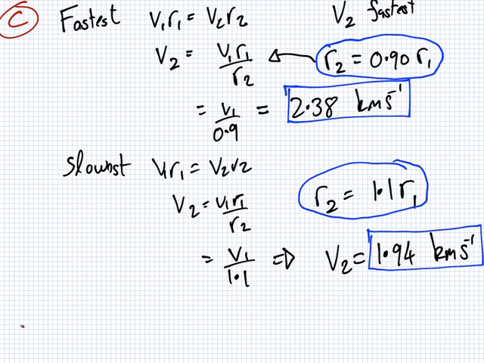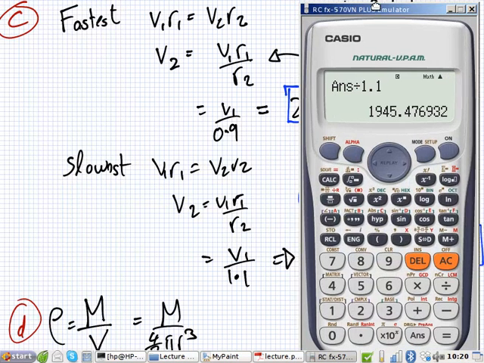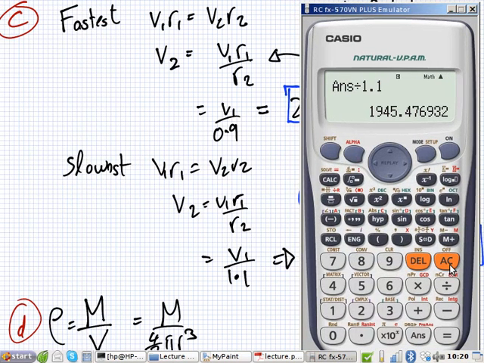Now the density of Mars. That's just good old mass over volume. We know the mass and we can work out the volume: mass over 4 over 3 pi r cubed. We had the mass of Mars earlier in the question. That's the volume of a sphere.